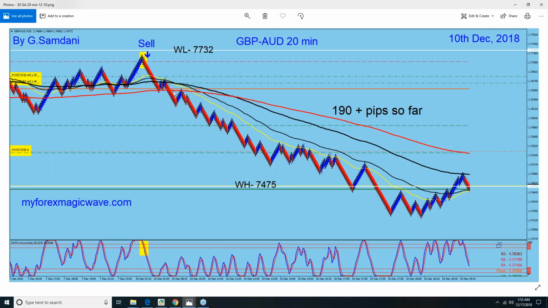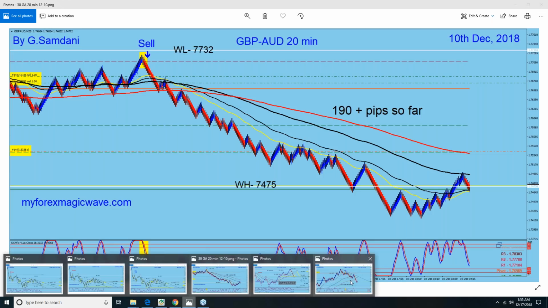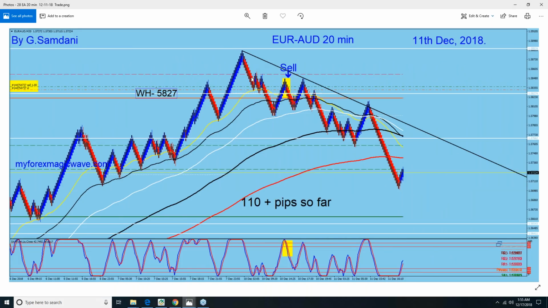Okay, this is how it is. Not only pound Aussie, but Euro Aussie as well, which are the trades. This is on the 11th. This one starts to go down. And here's the first entry, 110 pip. And this was an entry too.